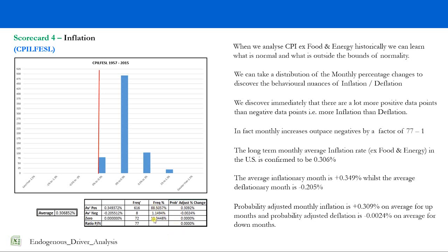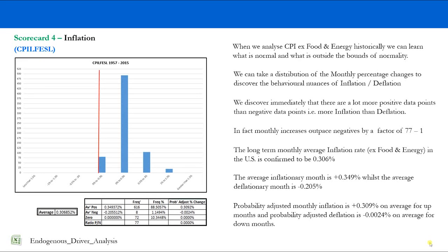When we multiply through by the frequencies, the probability adjusted monthly inflation rate is 0.3092%, and the probability adjusted deflation month is minus 0.0024% for deflation for down months. So you can start to see here and get an appreciation and understanding when we're thinking of this relative to CPI that includes food and energy. It's obviously quite different data.